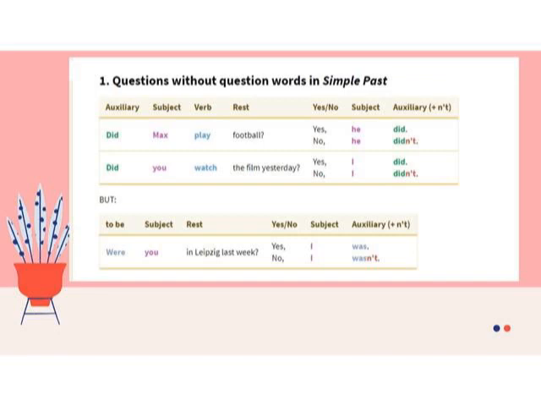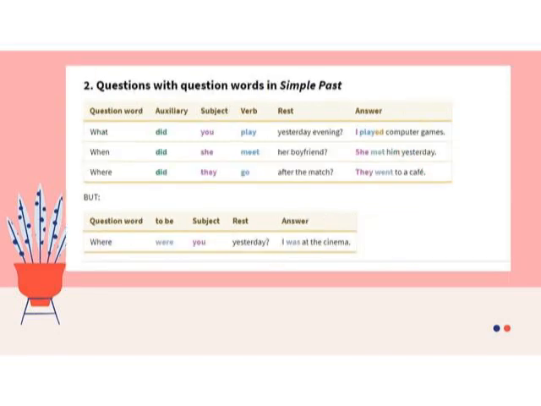Question using be. For example, were you in Leipzig last week? Were you in Leipzig last week? So the question should be answered with yes or no. Yes, I was, or no, I wasn't.